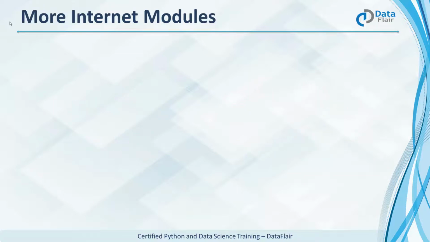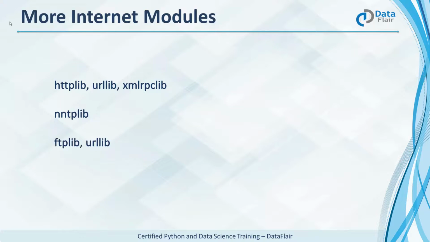Some other modules we have let us work with networks. httplib, urllib, and xmlrpclib work on port 80 with the HTTP protocol and deal with web pages. NNTP implements the NNTP protocol on port 119 and deals with Usenet news. NNTP is Network News Transfer Protocol. ftplib and urllib work on port 20 implementing FTP and dealing with file transfers. FTP is File Transfer Protocol.